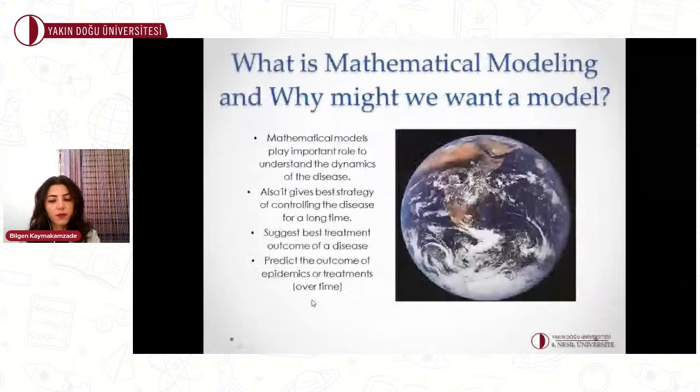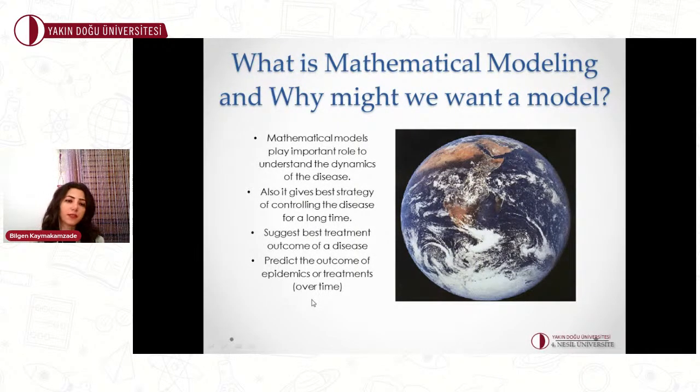So first of all, let me give some information about what mathematical modeling is and why we might want a model. Sometimes a model can be complex and we need to simplify it. Mathematical models play an important role in understanding the dynamics of the disease. They give the best strategy for controlling the disease for a long time, and they help us find the best treatment outcomes of the disease and predict the outcomes of epidemic treatments.